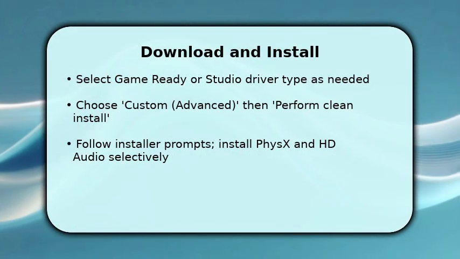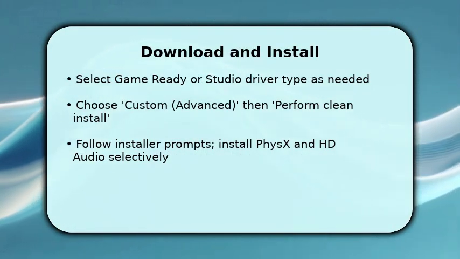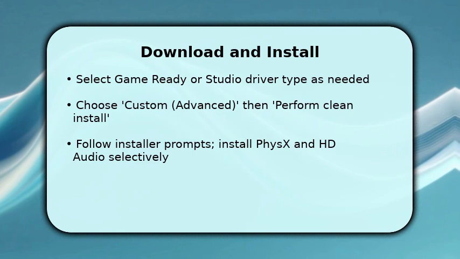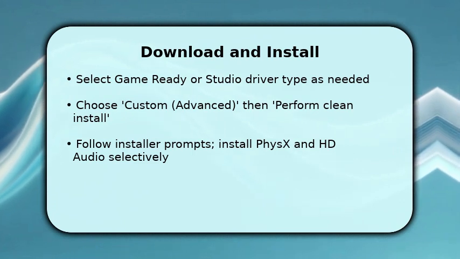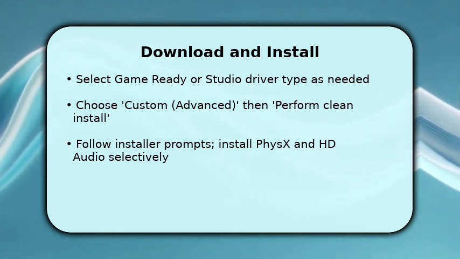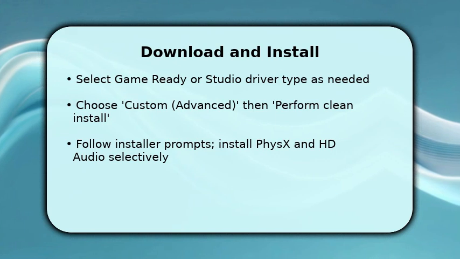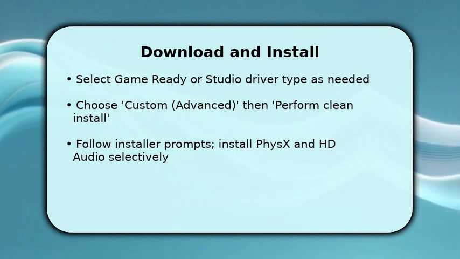You now run the installer you downloaded. First, pick Game Ready versus Studio depending on whether you prioritize gaming or content creation, and choose Custom, Advanced to enable a clean install option that removes old profiles. During installation, uncheck optional components you don't need, like HD audio or telemetry, to keep things lean.